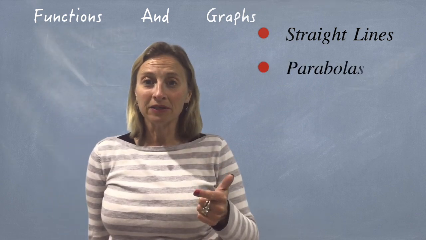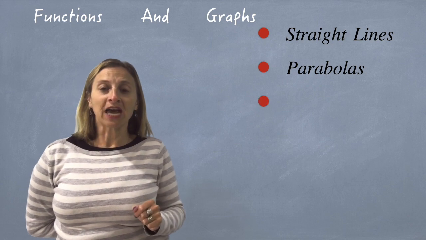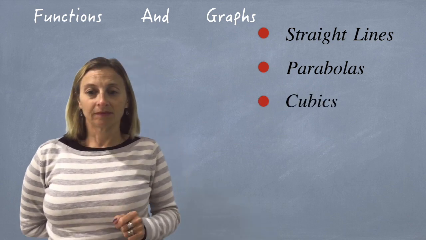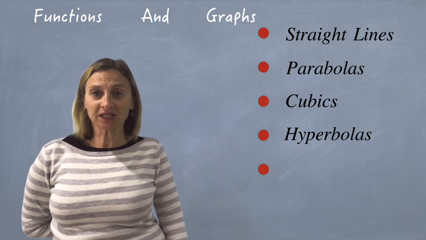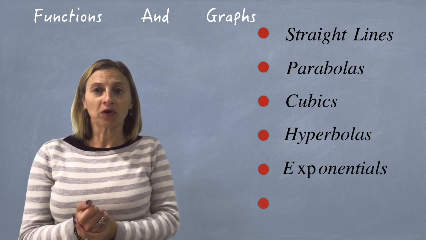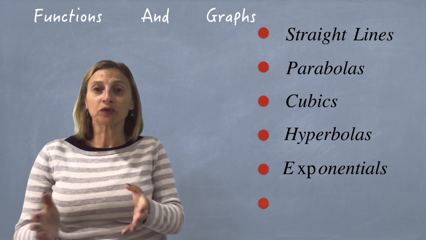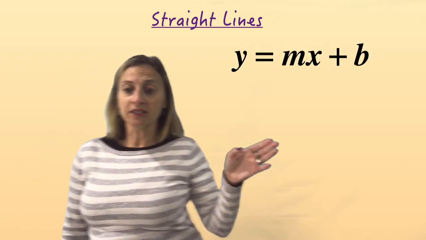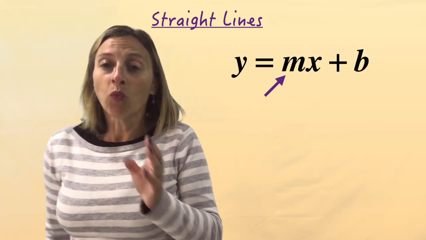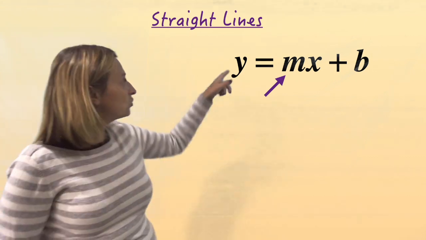Then parabolas. Then we'll have a better look at cubic functions and hyperbolas and exponential graphs. So we really would like to go through those one at a time. And of course, circles. So when we have a straight line, we should know that straight lines are always written in the form y = mx + b, just like that.